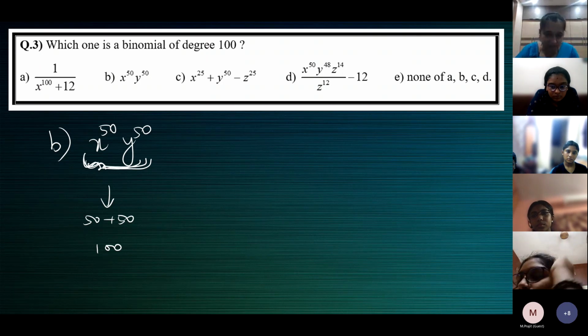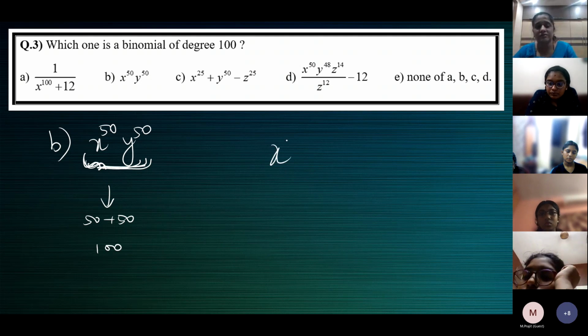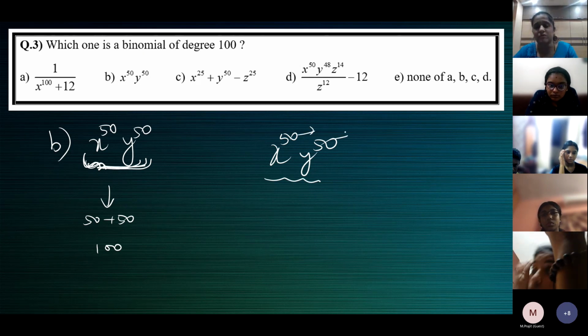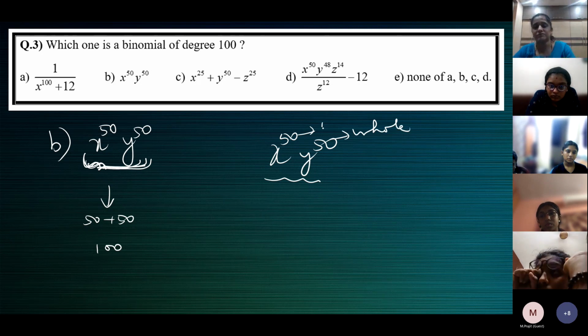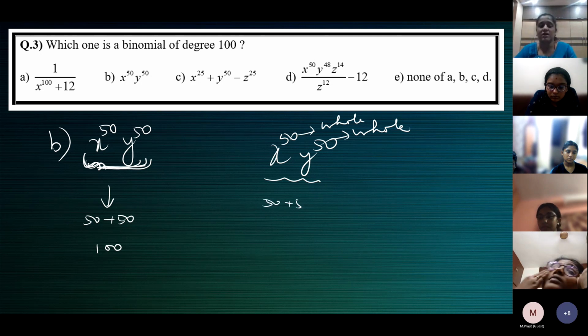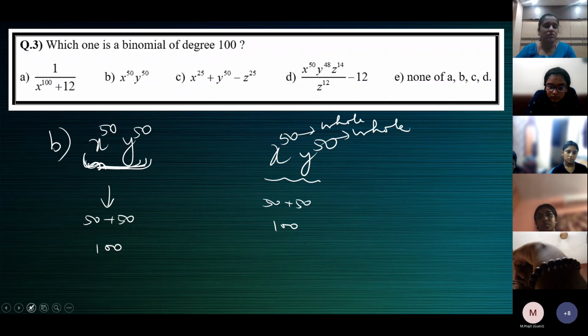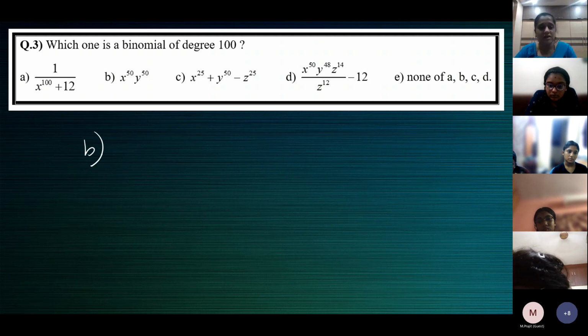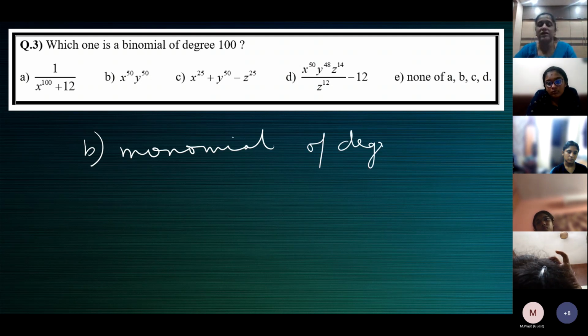Before that, the powers of the variables are whole numbers. In X to the power 50, Y to the power 50, this one is a polynomial because the powers of the variables are all whole numbers. Degree 50 plus 50, 100 is the degree. But it is a monomial, because there's only one term. So as Danya rightly said, option B is a monomial of degree 100.